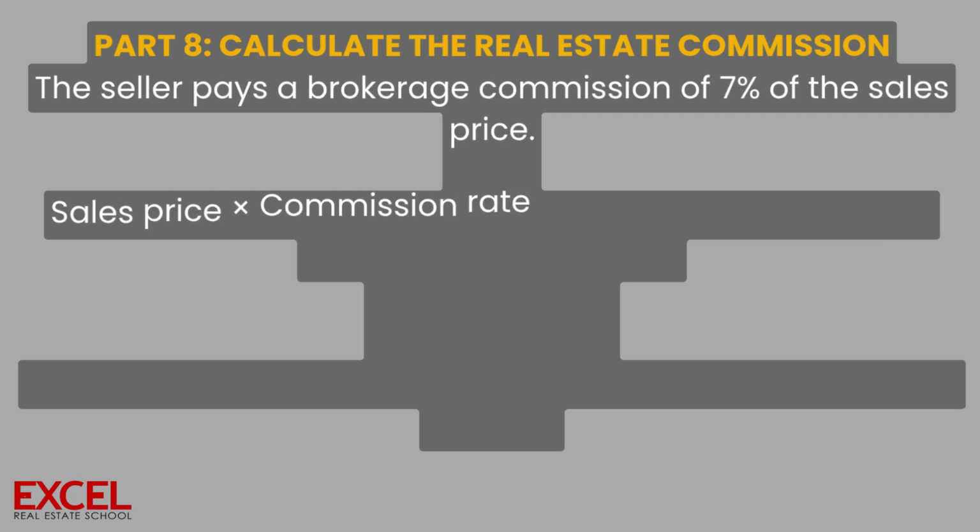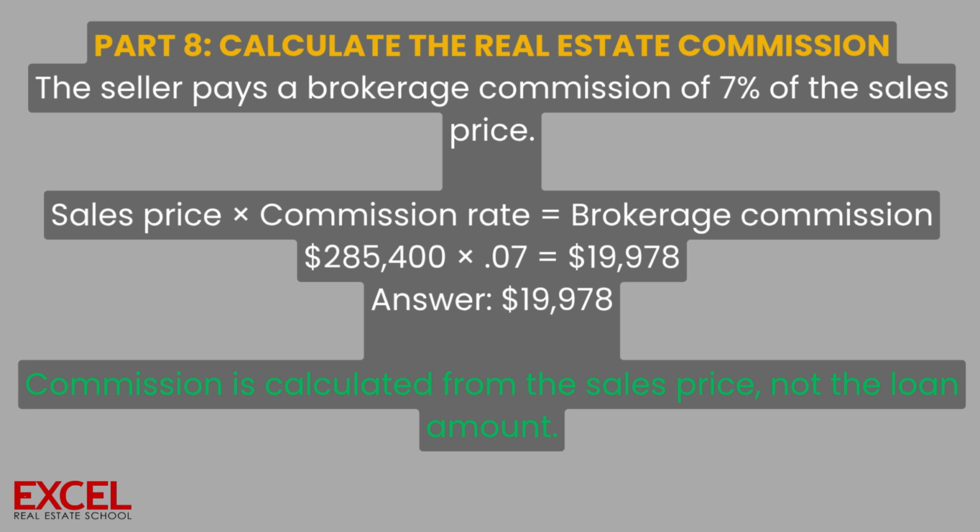Now let's talk about part 8. Calculate the real estate commission. The seller pays a brokerage commission of 7% on the sales price, not on the loan amount. Remember this. Don't mix up these numbers. On the sales price. So we got the sales price times the commission rate. That gives us the brokerage commission. So we take the $285,400 sales price, multiply that by 7%, then that gives us $19,978. Remember, commission is calculated on the sales price, not the loan amount.